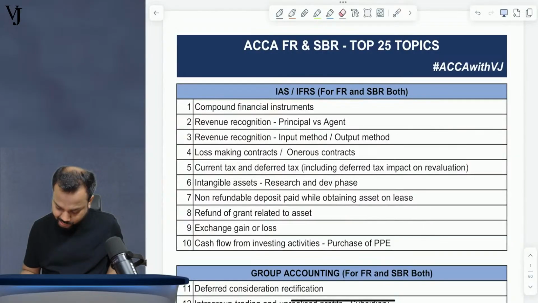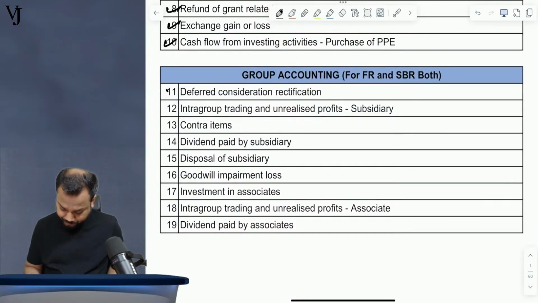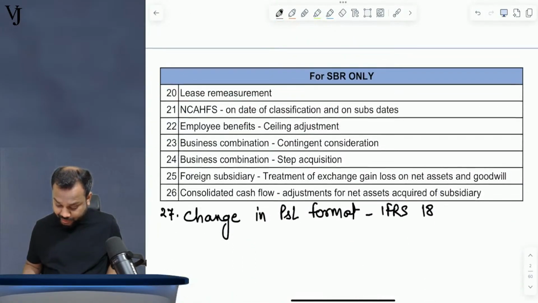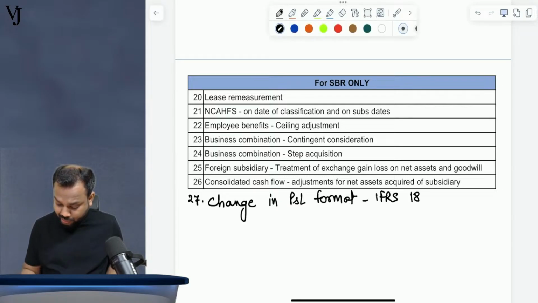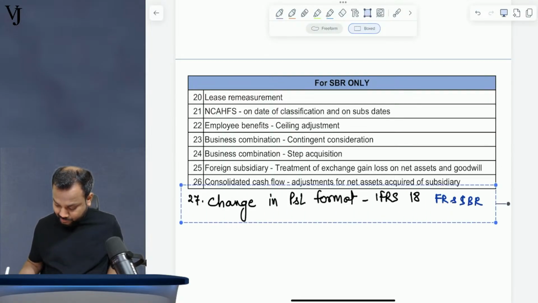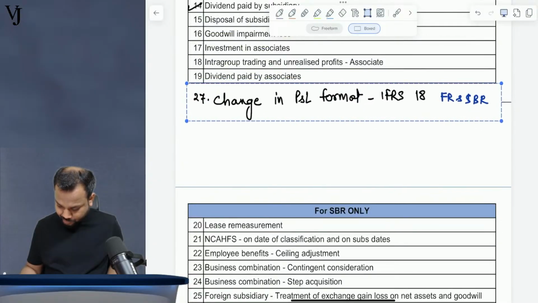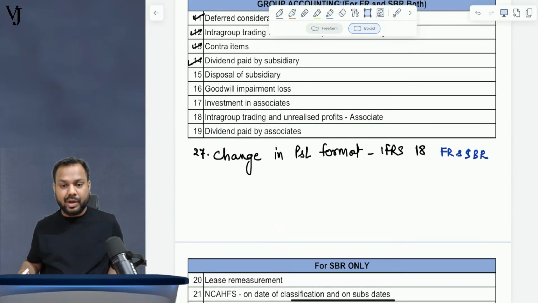See, so far we discussed these were common FR and SBR topics. Okay, but we have specifics for SBR also. Now again, this change in the P&L format is for both FR and SBR. So what I'll do is I'll discuss it here itself, so that after this FR students can leave.